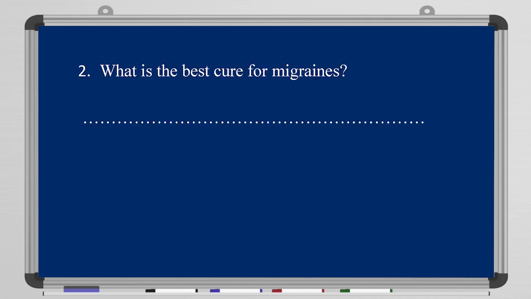Let's look at number two. What is the best cure for migraines? So here I'm being very specific. I want migraines. What is the best cure? It is, of course, if you go back to it, sleep is the best cure for migraines. Very good. So question number three.